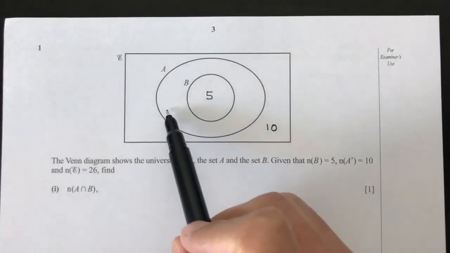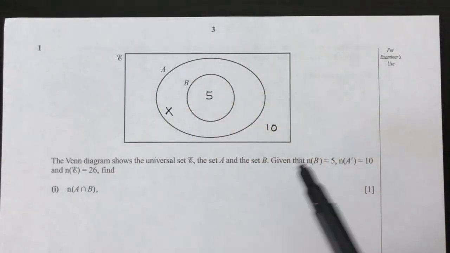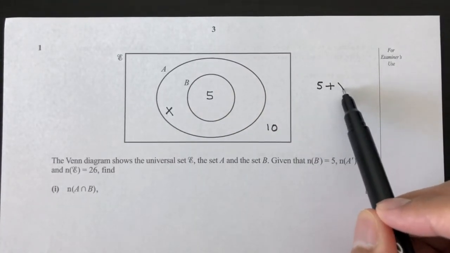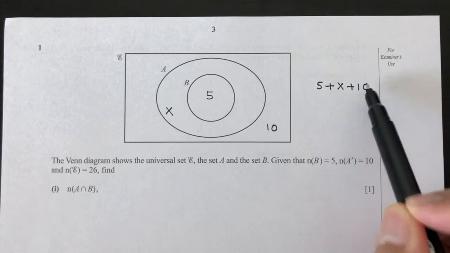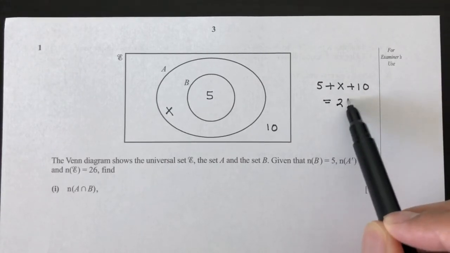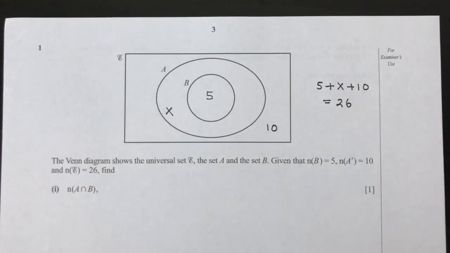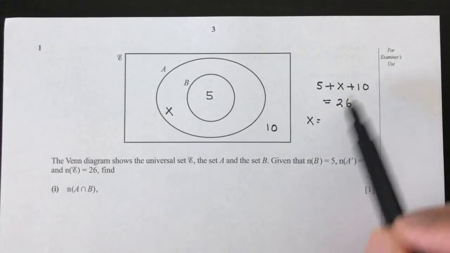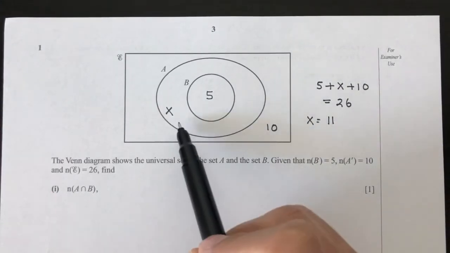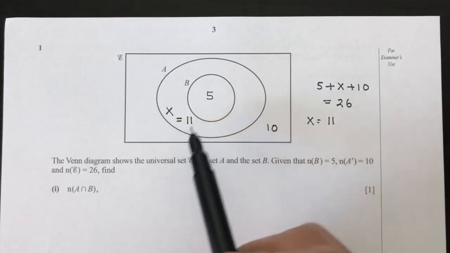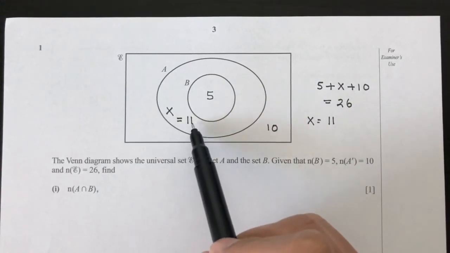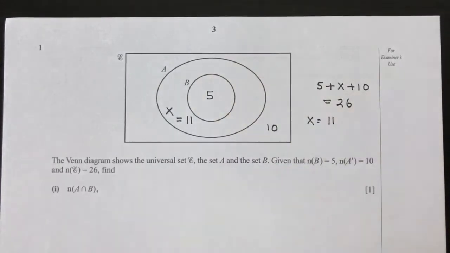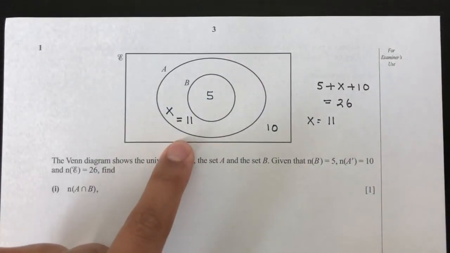Okay, and it gives you that the total number of elements is 26, so everything will be 26. So let's call this one x for now, but we know how to find x because we know that 5 plus x plus 10 have to give you 26 because everything is 26. Now to find x will be 26 minus 15, that will be 11. So x will be 11. And what is that value here? You can see that it is the number of values which is only in A, not in B. That's what it means, 11 values.